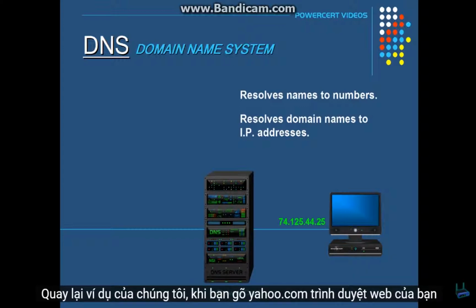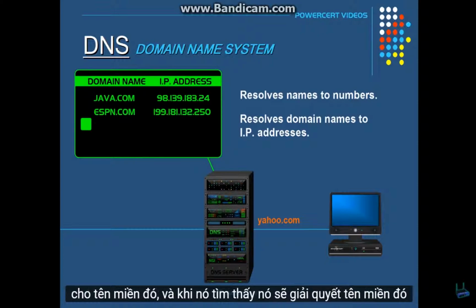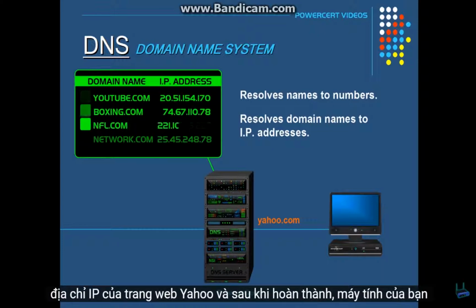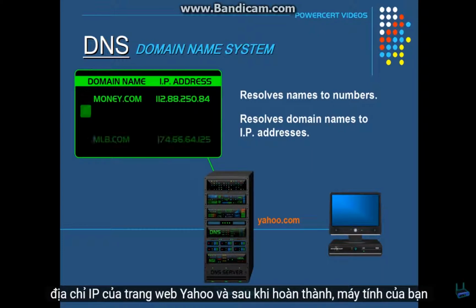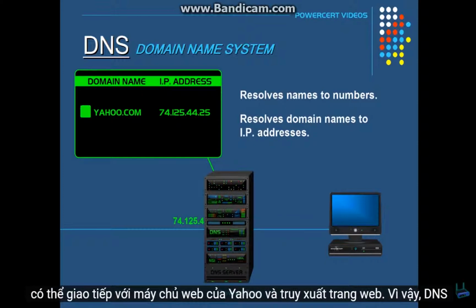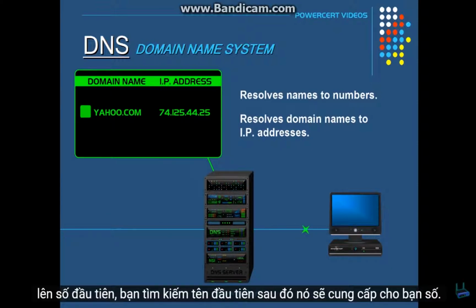for us. So back to our example, when you type in yahoo.com in your web browser, the DNS server will search through its database to find a matching IP address for that domain name. And when it finds it, it will resolve that domain name to the IP address of the Yahoo website. And once that is done, then your computer is able to communicate with the Yahoo web server and retrieve the web page. So DNS basically works like a phone book. When you want to find a number, you don't look up the number first. You look up the name first. Then it will give you the number.